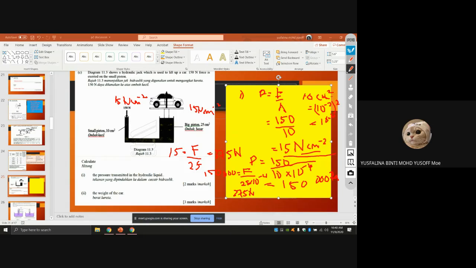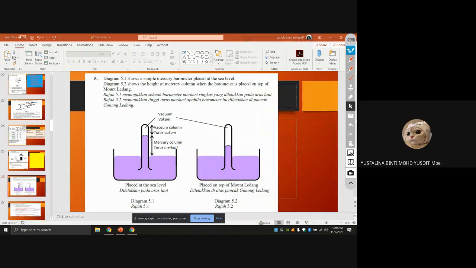Right, so we move on to the next question. Diagram 5.1 shows a simple mercury barometer placed at sea level. Diagram 5.2 shows the height of the mercury column when the barometer is placed on top of Mount Ledang. So this one is placed at sea level, and this one is placed at Mount Ledang.